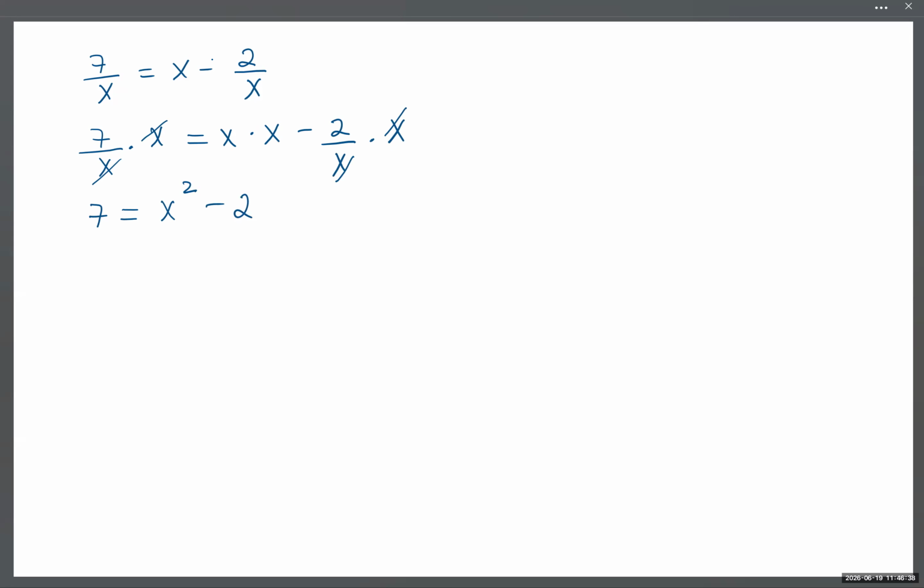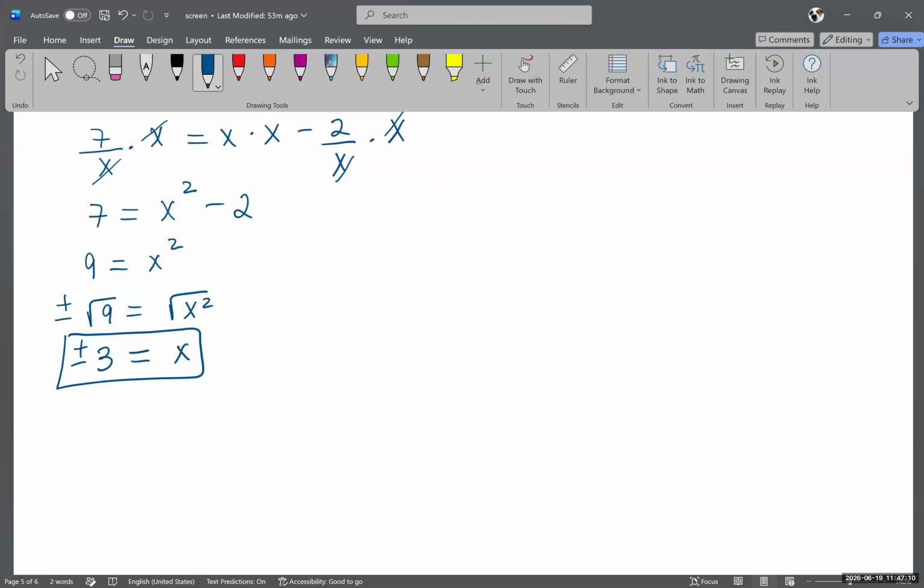Now, add 2 to both sides, you'll get 9 equals x squared. And then to get rid of the square on the x, you'll take the square root. Plus or minus the square root of 9 equals the square root of x squared. The square root of x squared is just x. And the square root of 9 is plus or minus 3. You do have to have either plus or minus or split it into two answers. X equals -3, x equals +3.